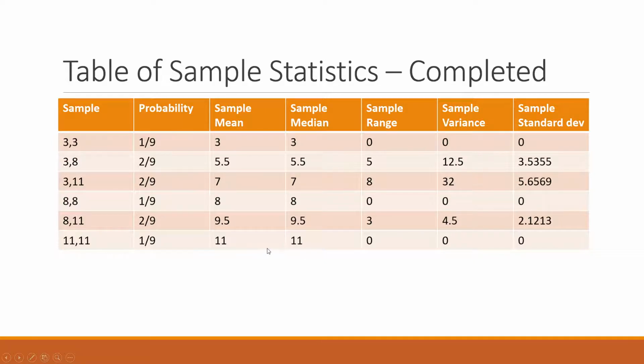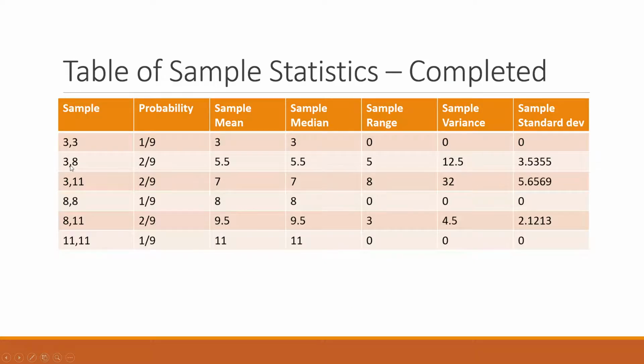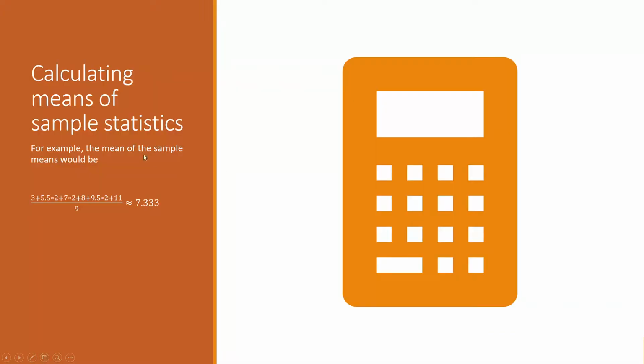But just like before, it is again going to be a weighted mean. And that is because, right, this sample occurs twice as often. The 3, 11 happens twice as often. So when we're doing the sample mean, we're essentially going to be multiplying each mean by its occurrence. If it occurs once or twice, we'll multiply by 1 or 2. And then we'll divide by 9 because there's 9 total outcomes that we're accounting for. And when we do that, we get 7.333.